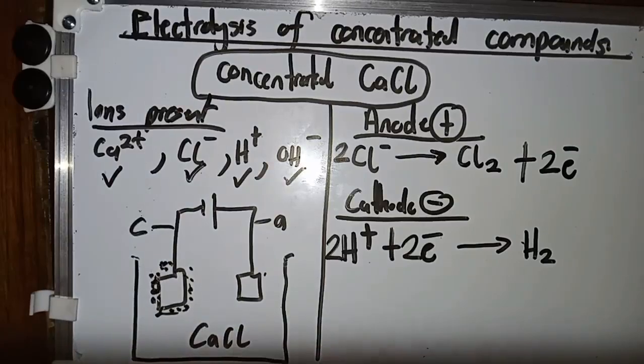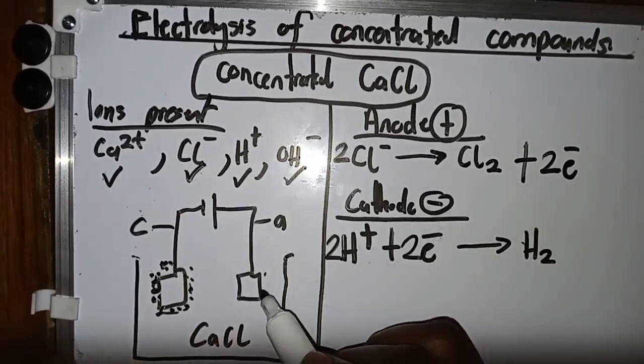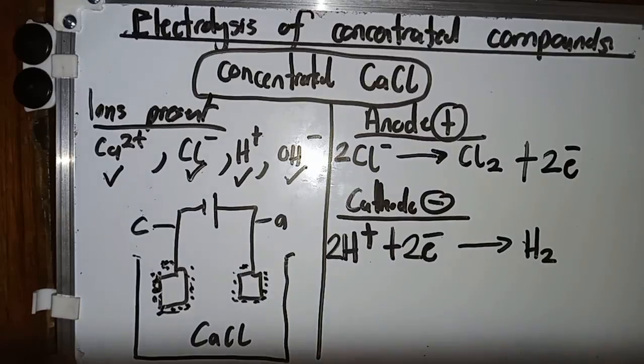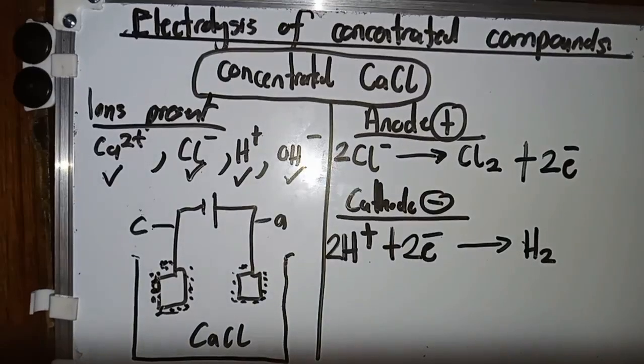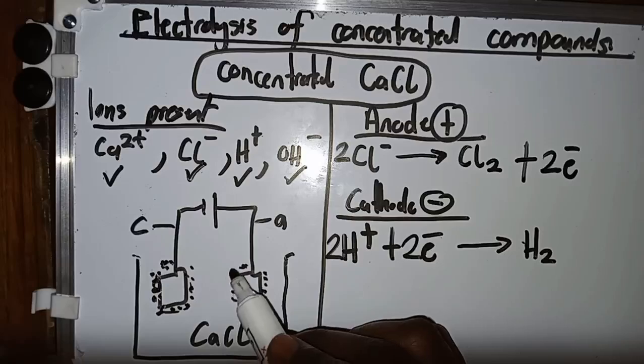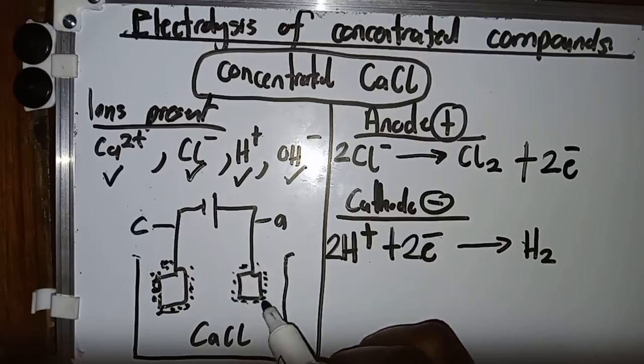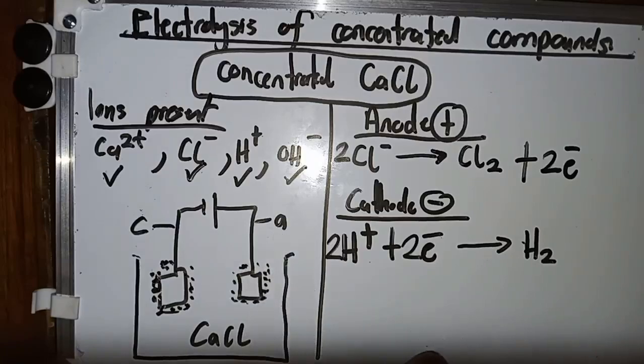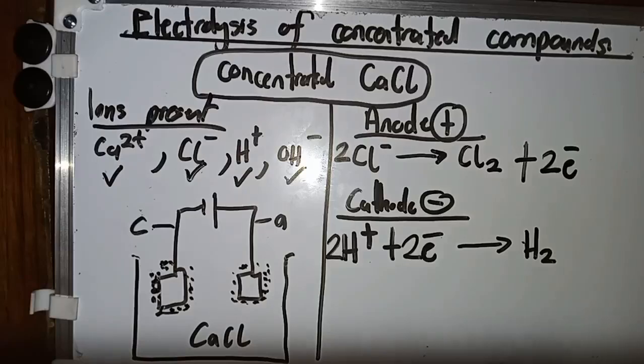Okay. So at the anode, what do we get? We see the color of chlorine. Chlorine is a greenish gas. So we see a greenish color here, being formed around the anode electrode.